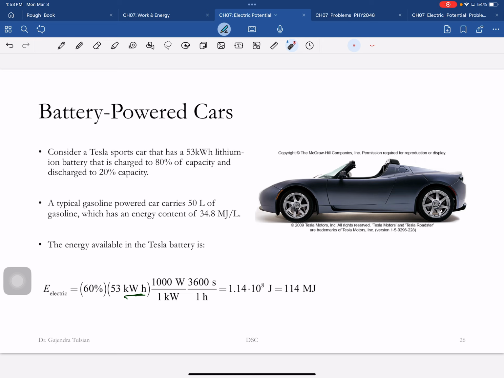All right, so this is an energy pack. You're going to use 60% of that energy. Here's the calculation. A kilowatt is 1,000 watts. An hour is 3,600 seconds. Let me show you. 1 kilowatt hour is 1,000 watts. Watts is joules per second. An hour is 3,600 seconds.